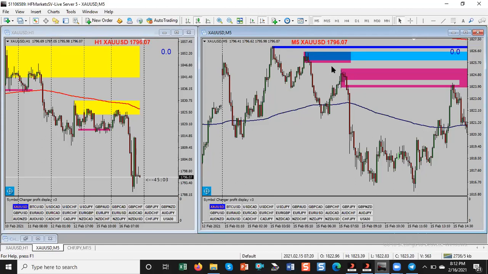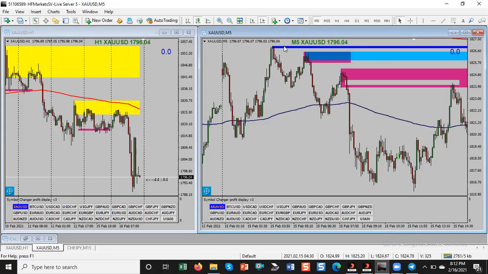I'm using this one to explain because this is the one that has the zone still visible. On the retest of the 1 hour zone, there should be a new zone created in the 5 minutes time frame. Please, let's take note. A new zone created in the 5 minutes time frame.